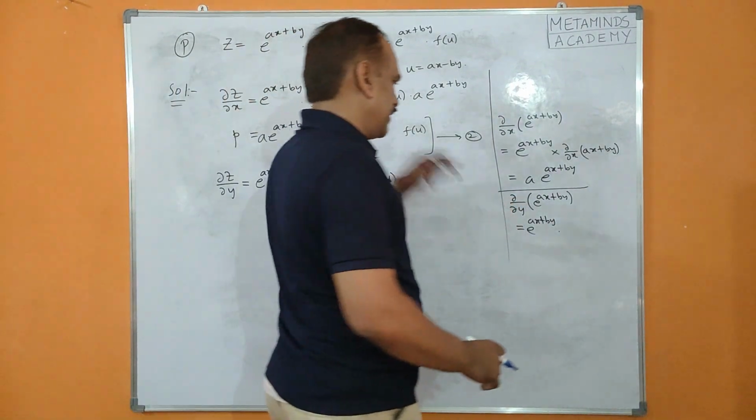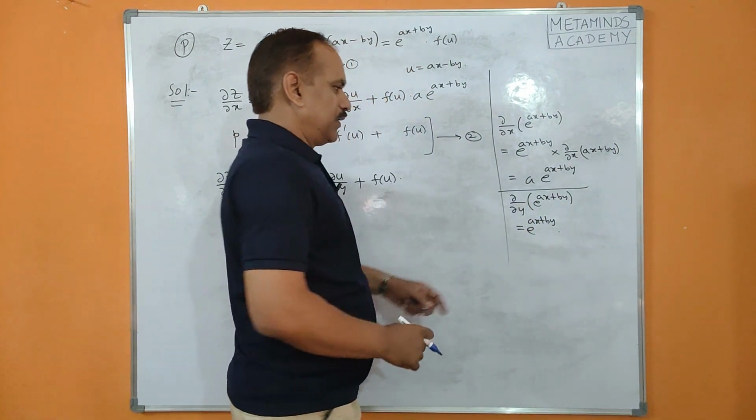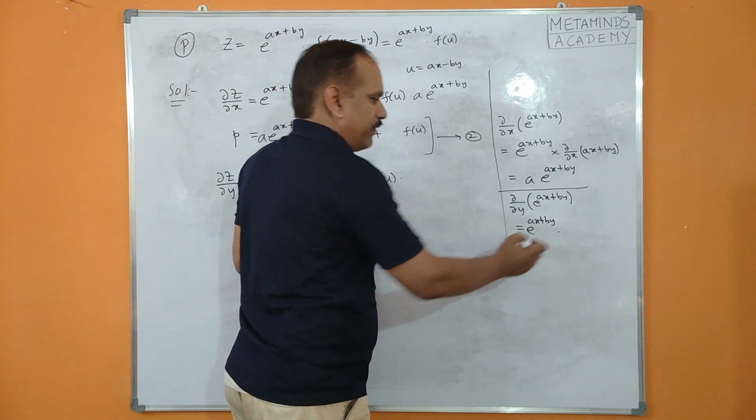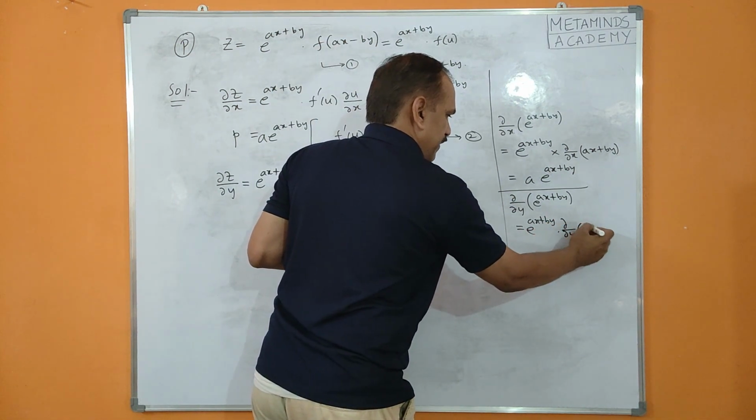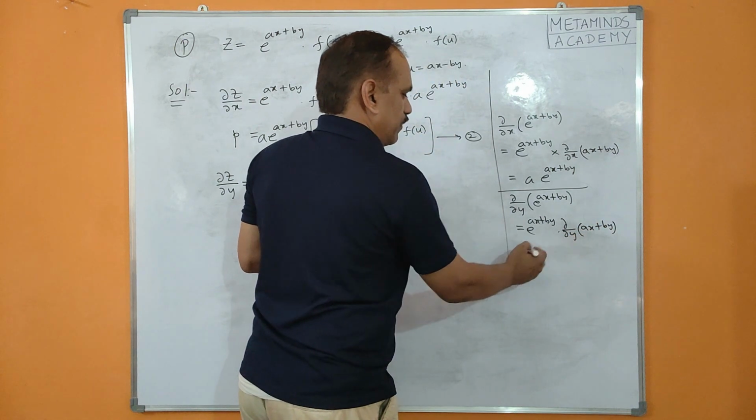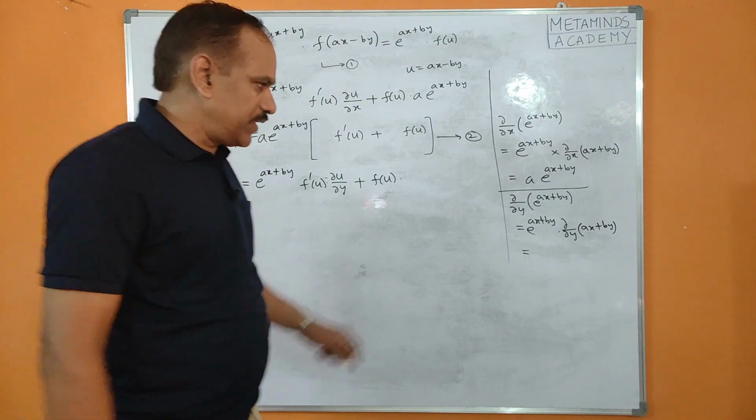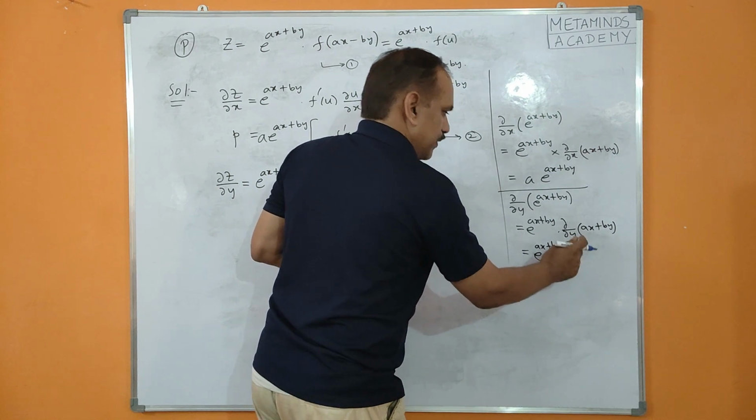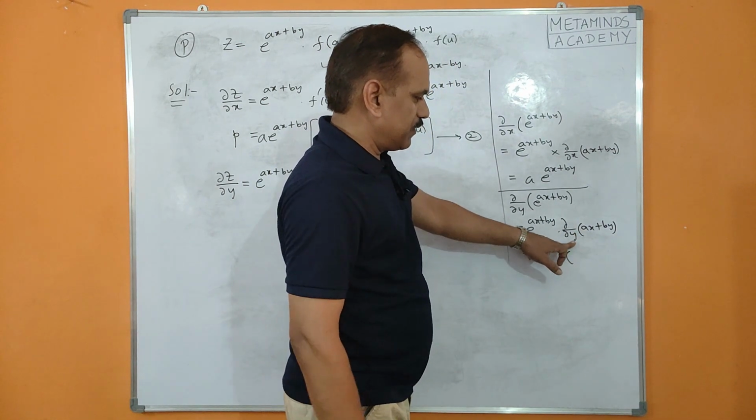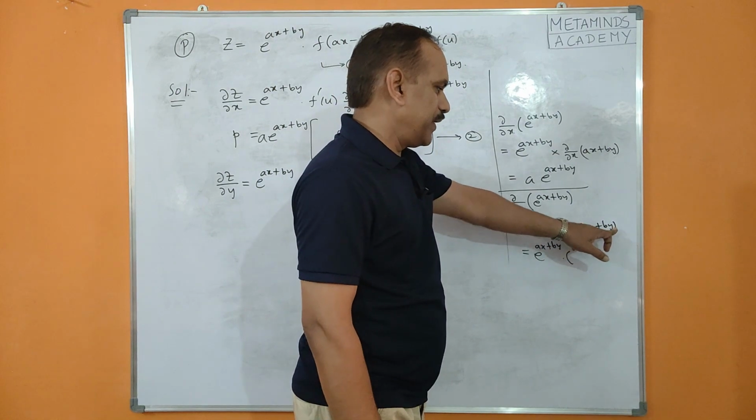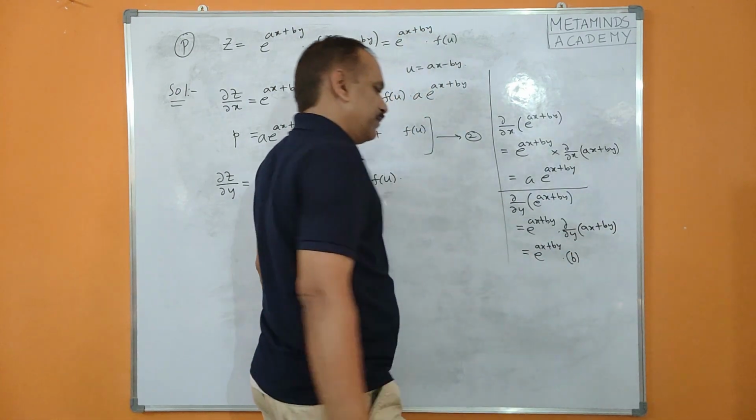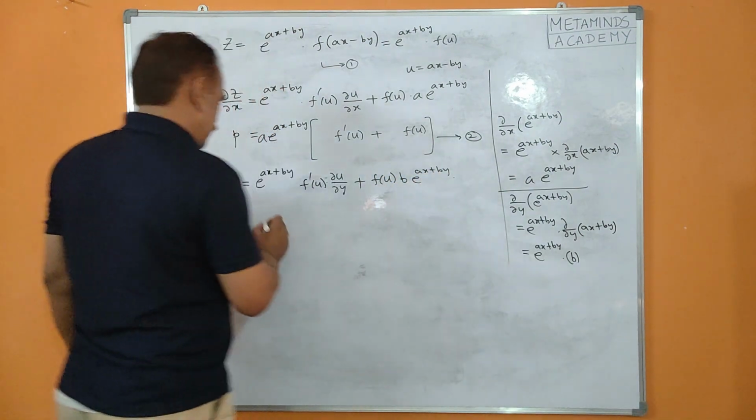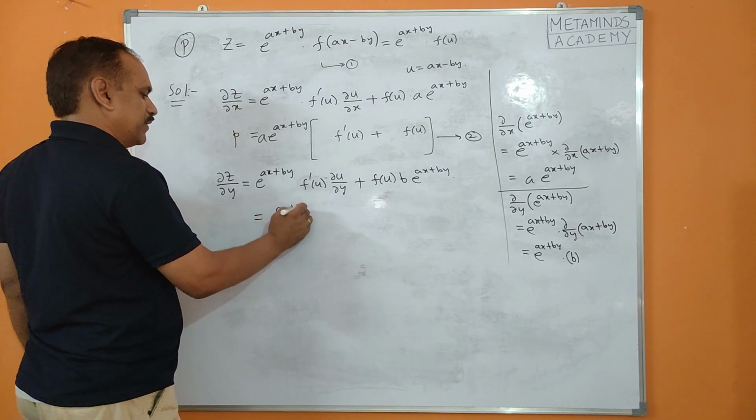So what is derivative of e power ax plus by with respect to y? E power something derivative is e power something. So e power ax plus by into derivative of ax plus by with respect to y alone. Right? We are differentiating with respect to y. So there is no y in ax, 0 plus b into 1, b. So it is b into e power ax plus by. So now you can take e power ax plus by common.